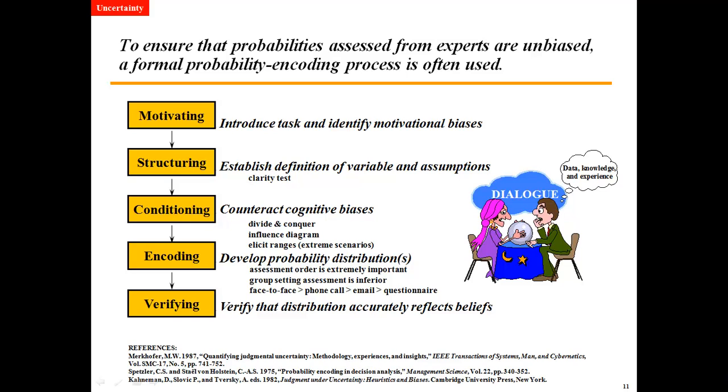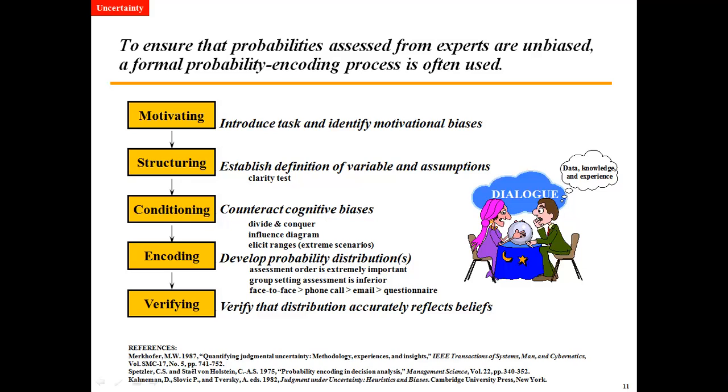The typical five-step process that we use starts with motivating. You introduce a task and identify the motivational biases. Structuring is extremely important because you're clearly defining the variables and assumptions, and what we call passing the clarity test. My experience has been, for example, talking about price with the marketing person, there are different types of price. There's the retail price, the net price, the price that they get, and the list is as long as your arm of the different definitions of price. So you need to be on the same page in what you mean by that.